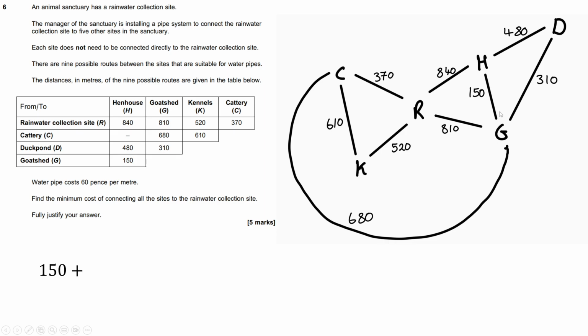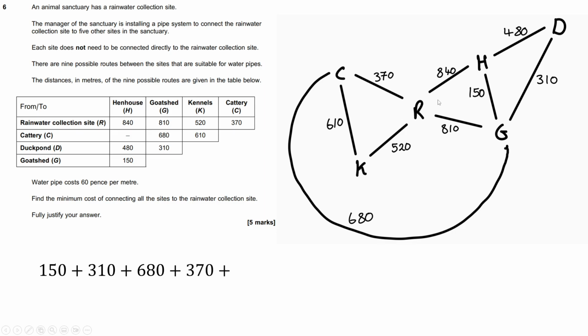Okay, so I've said G to H first of all. That'll be 150, and then the next shortest one would be 310, G to D. So that's 150 plus 310, and then the next shortest one which connects H and D, well, that would be 680 all the way to C. Sorry, and the next shortest of all of these ones would be 370. So that gets us to R.